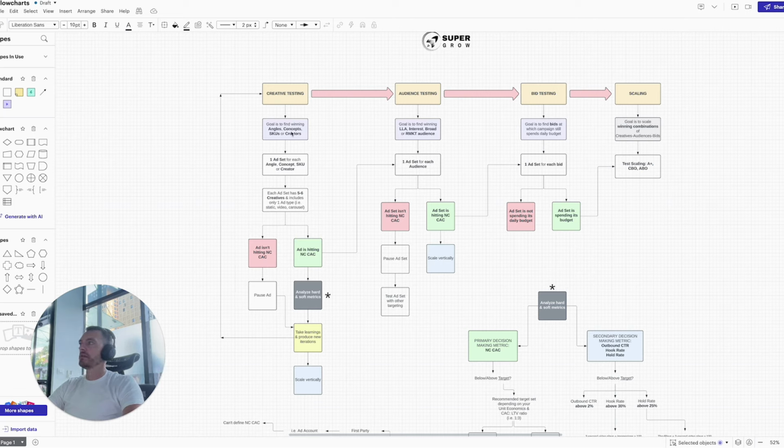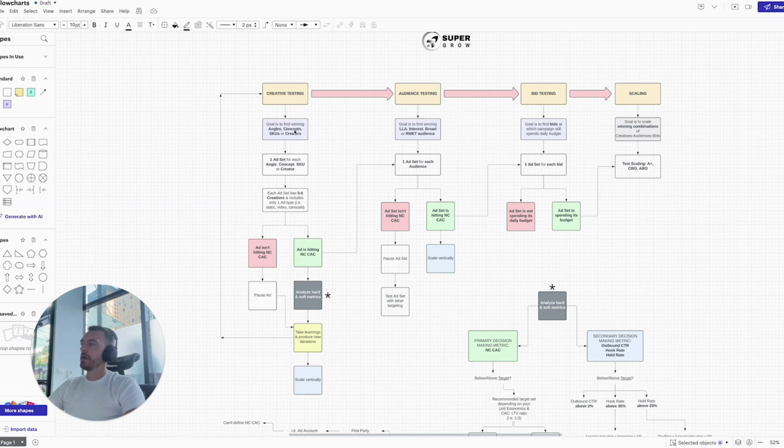So the goal is to find winning angles, concept, SKUs, or creators. So I like to group each ad set with one of the four. Most often we test angles and concepts. On a new store that I'm working with, I also often start with SKUs, but more often than not, the client tells me, okay, these are our best-selling products, and we have the highest margins here. We sell the most amount of these products, and that's why angles or concepts are usually a priority.